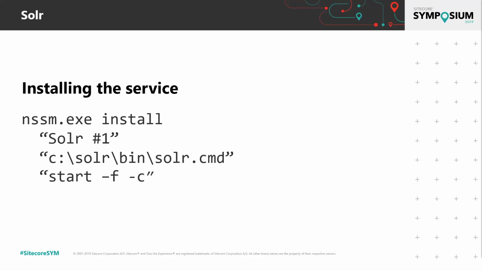As with Zookeeper, it's a simple NSSM command to install the service. For Solr, you need to call solr.cmd in the bin folder with the start command and pass 2 switches. -f means run in the foreground, so the command doesn't return while Solr is running. That's important for running it as a service. And -c tells it to enable the Solr Cloud features.